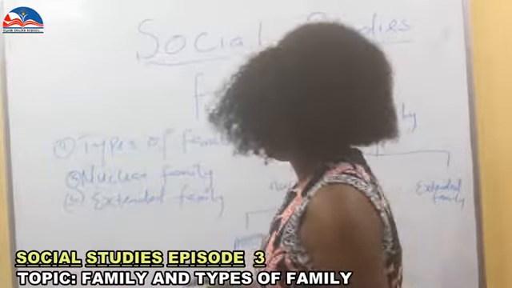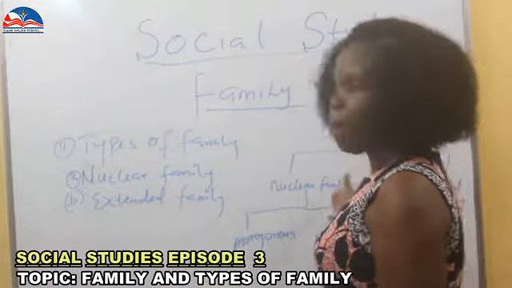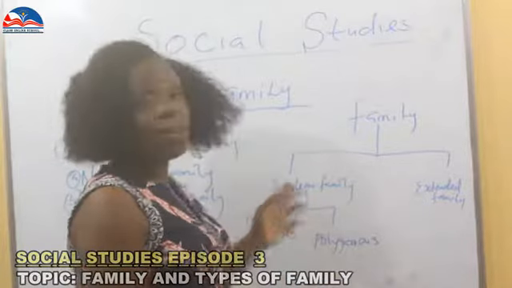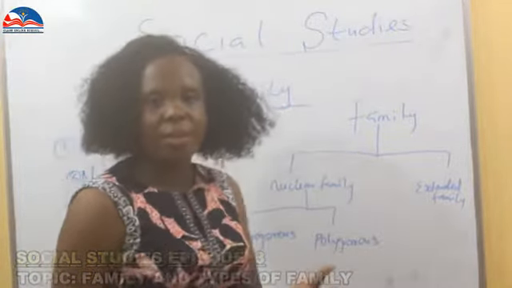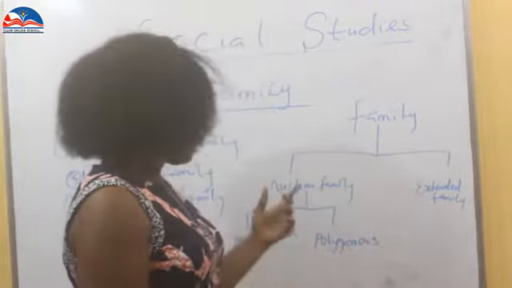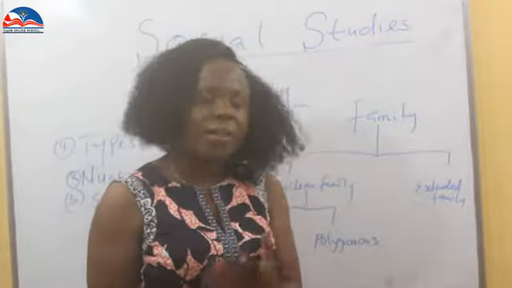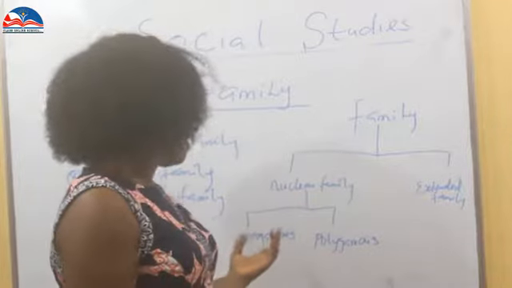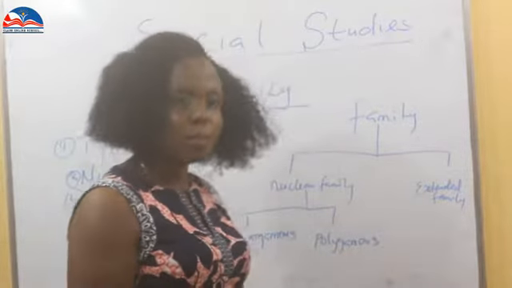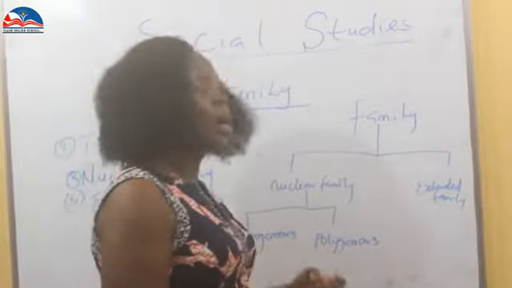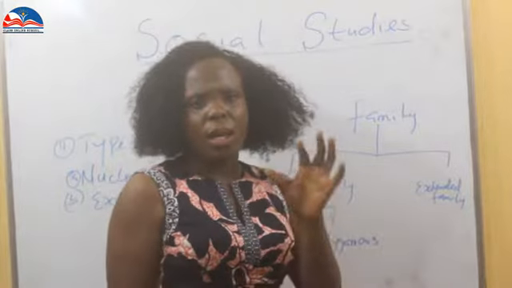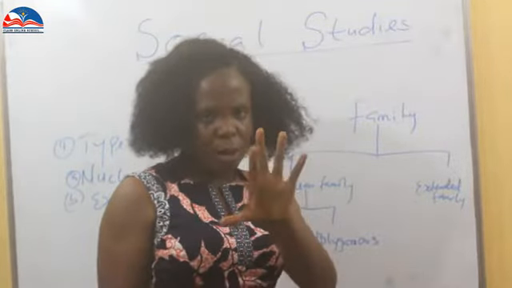So now, let's talk about the family under the nuclear family. The nuclear family comprises the parents and the children. The parents and the children. Now, under this nuclear family where we have the parents and the children, we have the monogamous family and we have the polygamous family. What do we mean by a monogamous family? A monogamous family has to do with a man with one wife and the children.